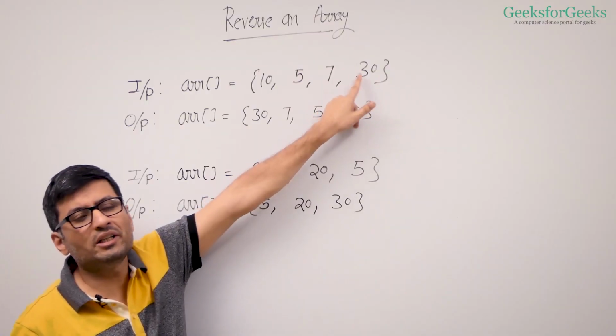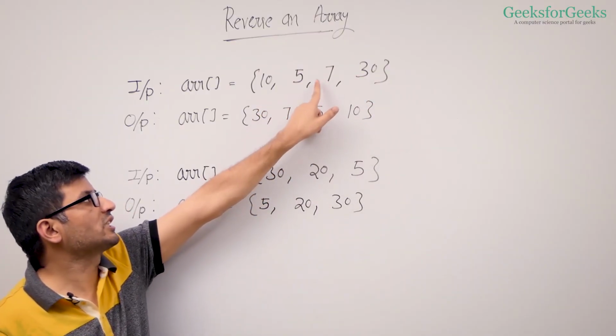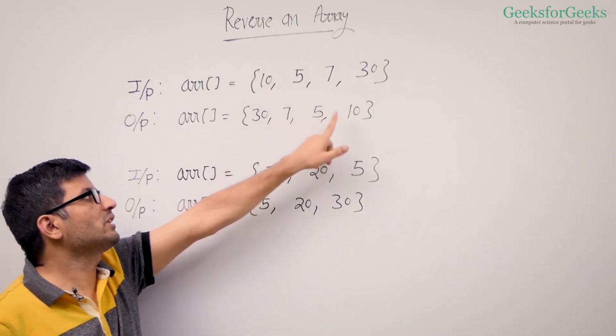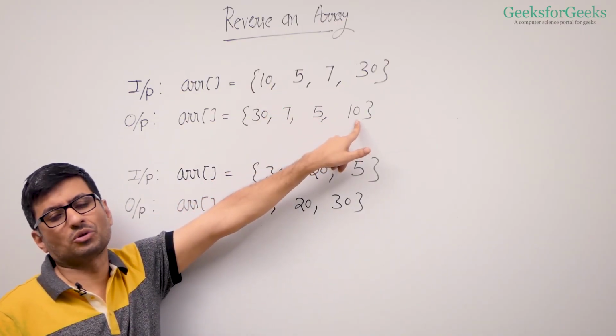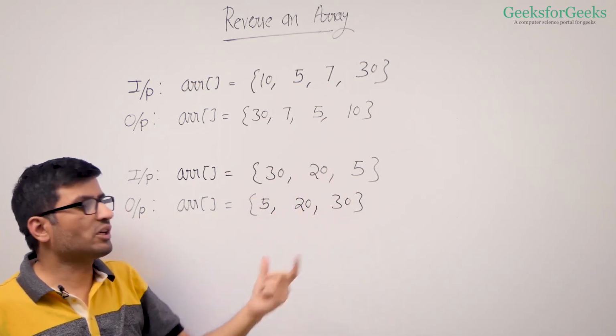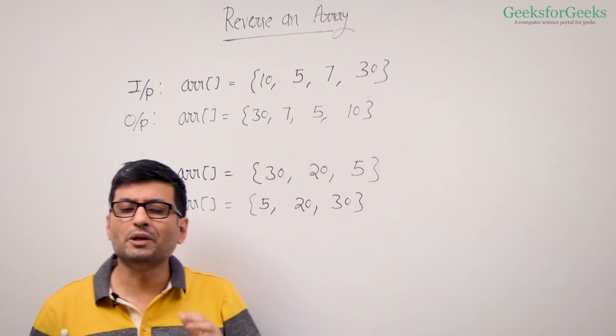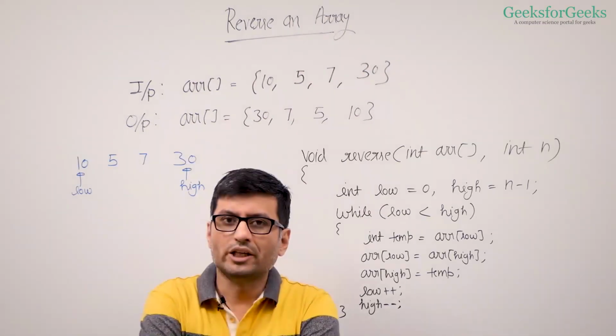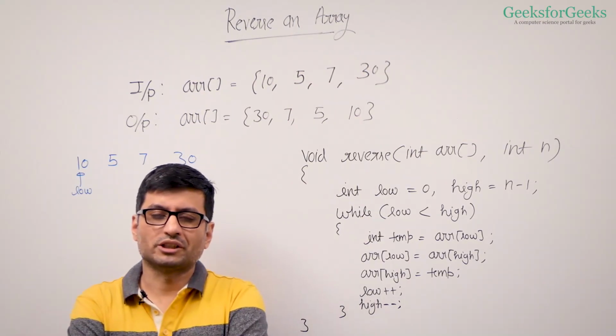So the last element came first, second last element came second, third last element came third, fourth last element came fourth. Similarly here, this is our array and this is our reversed array. Now please pause this video and try to write down a solution yourself. Let us talk about the solution to reverse an array.